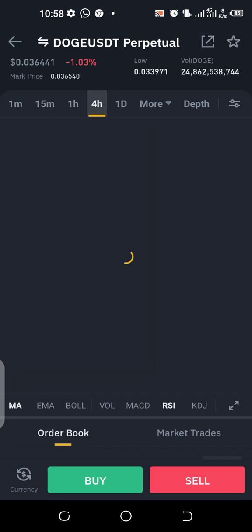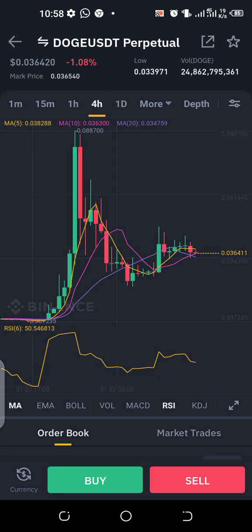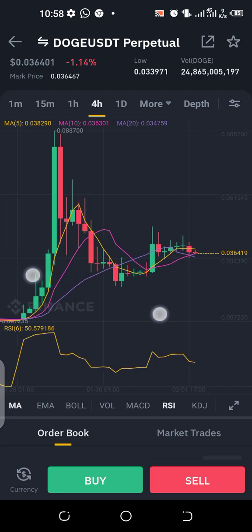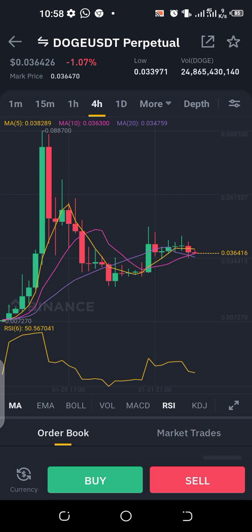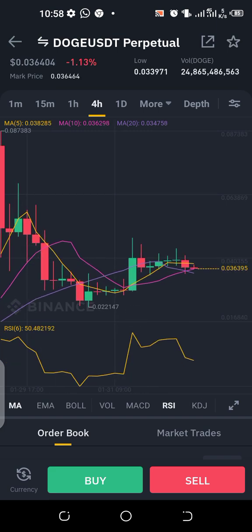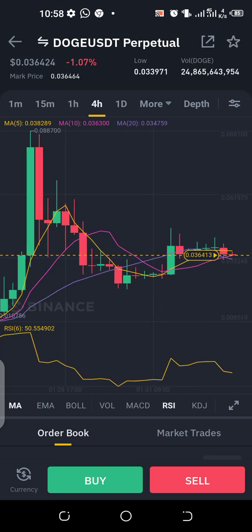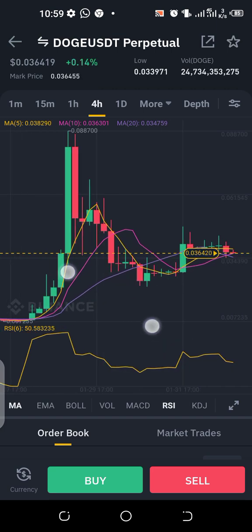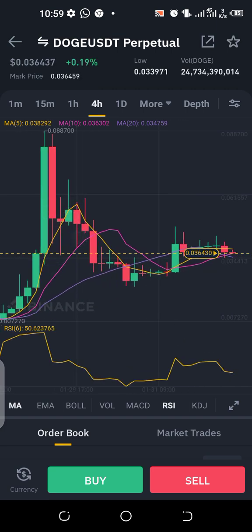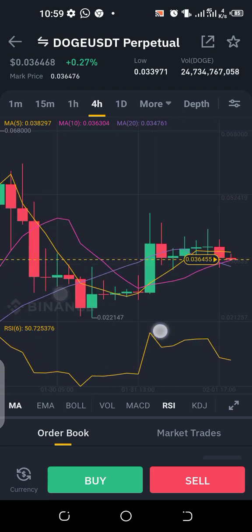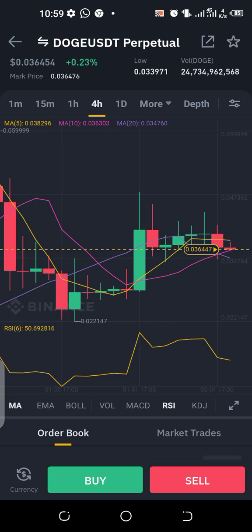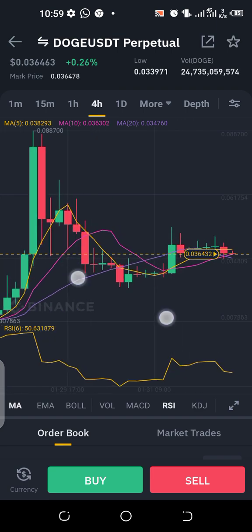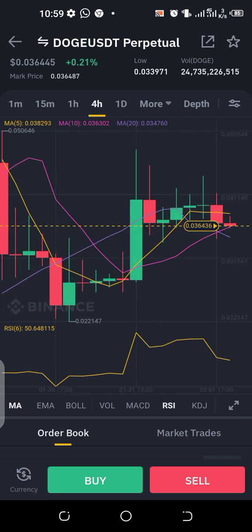Now, a 4-hour chart can tell you a different story entirely. It can tell you that Doge fell from 88,700, the day it rose. It started falling, and each of these bars is 4 hours. So it fell over a period of about 10 times 4, about 40 hours. It fell from 88,700 to 22,147. It fell to about 25% of the high value it had attained. It fell to 22,147 before it started rising again.